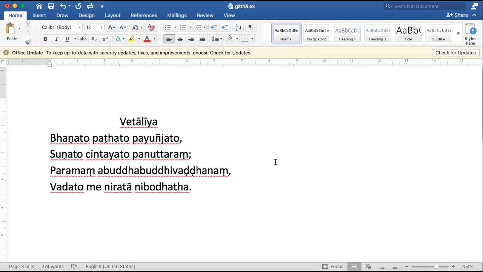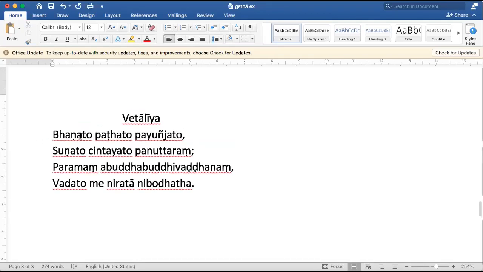Okay, thank you, Bante. Here is the example given by Bante from Uttara Vinichaya, a Vetaliya example. Bhanato patato payunjato sunato chintayato panuttarang paramang abuddha buddhivaddhanang vadato me nirata nibodhatha. So that's the example. Let's go and check.